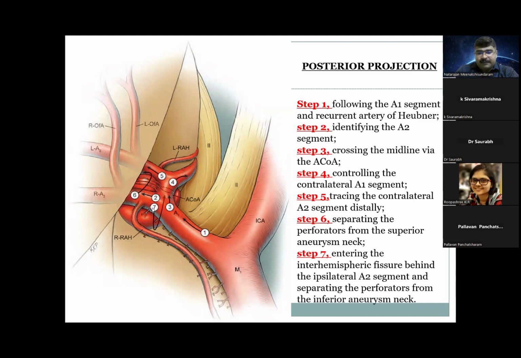And then entering the interhemispheric fissure behind the ipsilateral A2 and separating the perforators from the inferior aneurysmal neck. From the superior aneurysmal neck, we dissect along here, and for the inferior aneurysmal neck, we separate the perforators through this, entering behind the ipsilateral A2. Thereby the superior and inferior parts of the neck of the aneurysm are made free of the perforators, and it is then ready to be clipped.